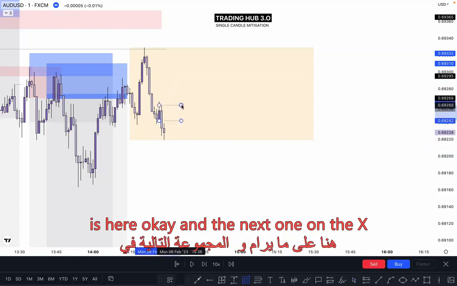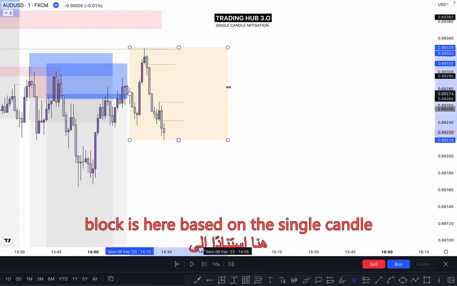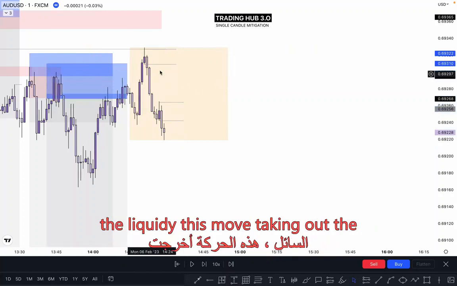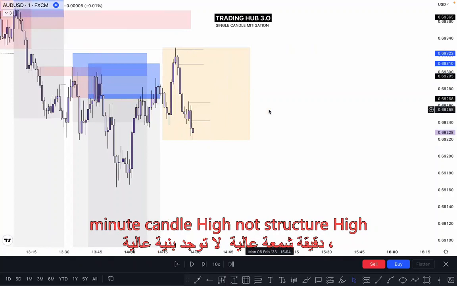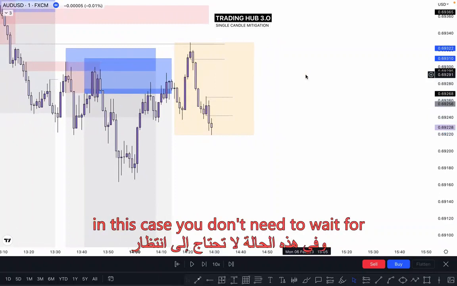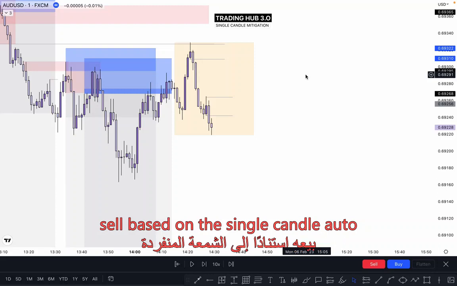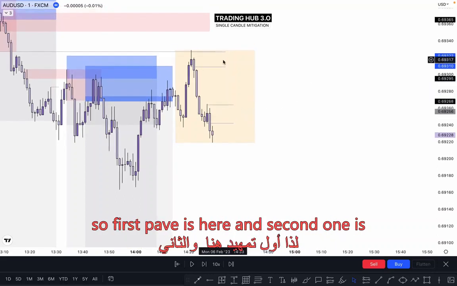The first one is here, and the next one is on the extreme, because this is our 15-minute order block based on the single candle order block. This one took out the liquidity; this move took out the previous 15-minute high. I mean the 15-minute candle high, not the structure high. So we can use this one as a POI, and in this case you don't need to wait for a CHoCH or flip anything. Simply sell based on the single candle order block. Single candle mitigation is here. So the first POI is here and the second one is here.